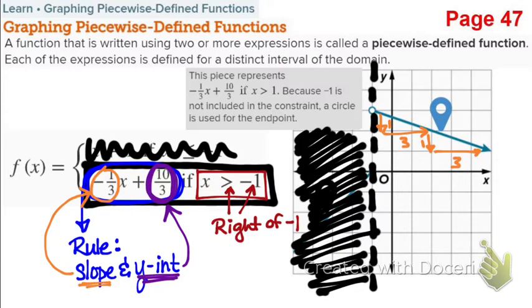Where it hits the fence, did they use a closed dot this time? What did they use? They used an open dot. Look at this inequality right here. Does it have the little or equal to underneath it? That's how I know that when it hits the fence, it is an open dot.